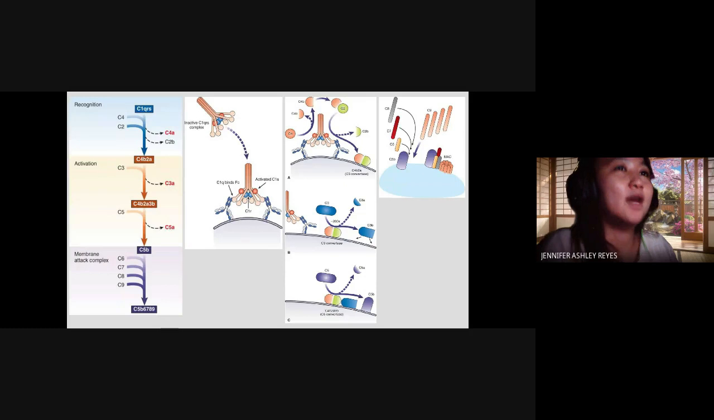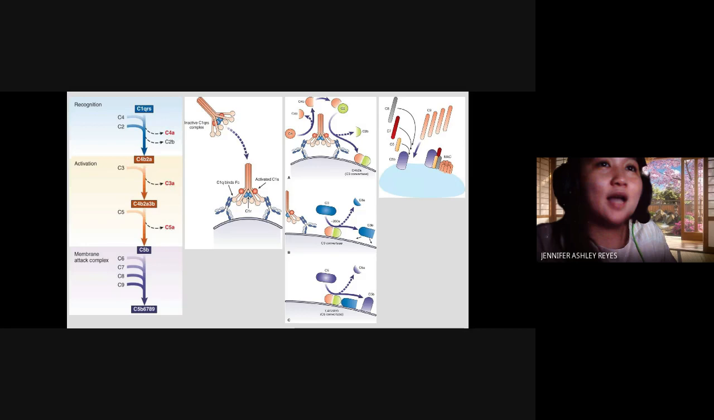So, pag magtatanong kayo kung saan yung activation unit nagsa-start, pag nag-bind na si C4b kay C2a, pag meron na tayong C3 convertase. And ang membrane attack complex nagsa-start kay C5b. So, ang membrane attack complex unit is your C5b, 6, 7, 8, 9. Okay? So, yung second picture, yan yung initiation or recognition. Yung third picture, yan na yung activation. And yung fourth picture, yan na yung membrane attack complex.